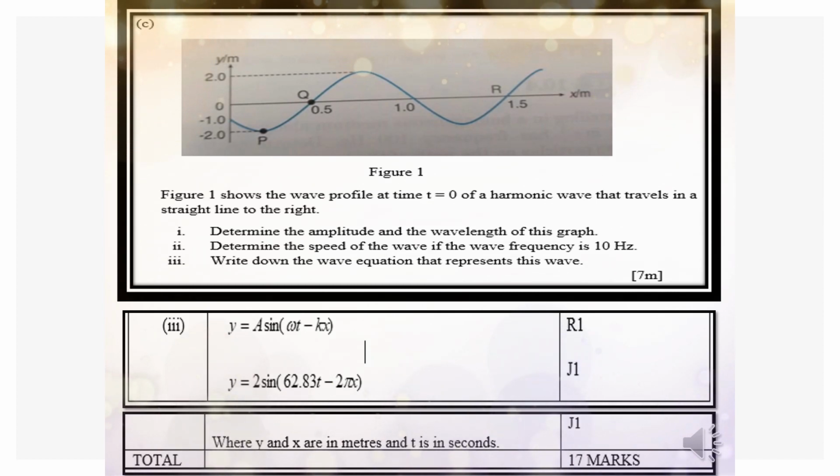Sekarang kita kena tulis unit. Jangan tinggalkan unit. Where Y and X are in meter and T is in second. Satu markah untuk unitnya, satu markah untuk equation dan satu markah kat sini untuk rumus. Jadi total 17 markah untuk set A chapter 1 bagi soalan DAQ SES. Terima kasih.